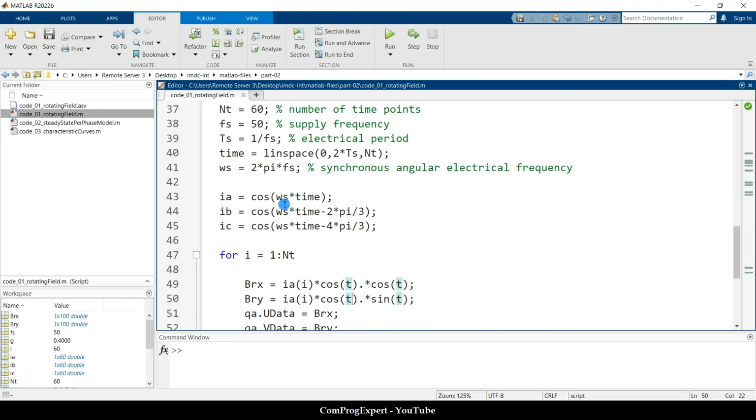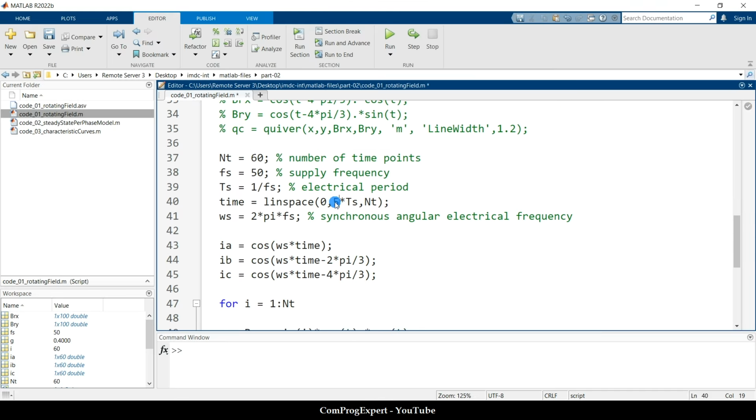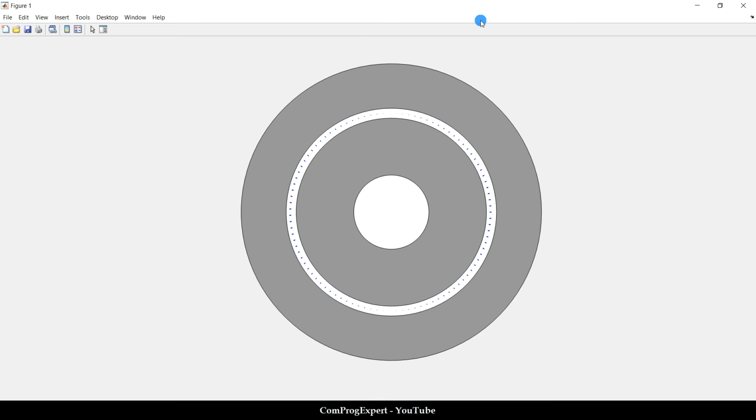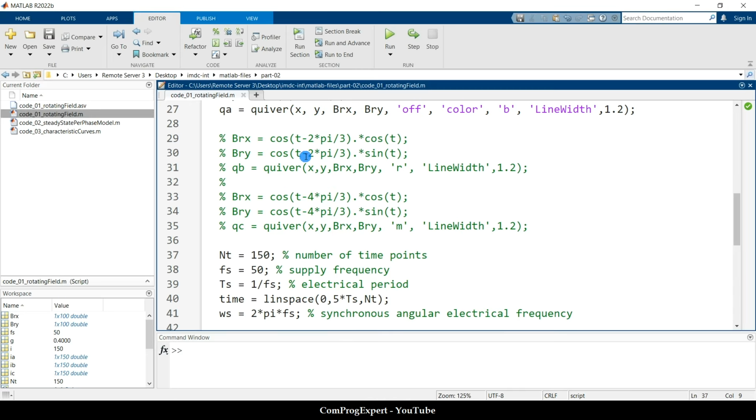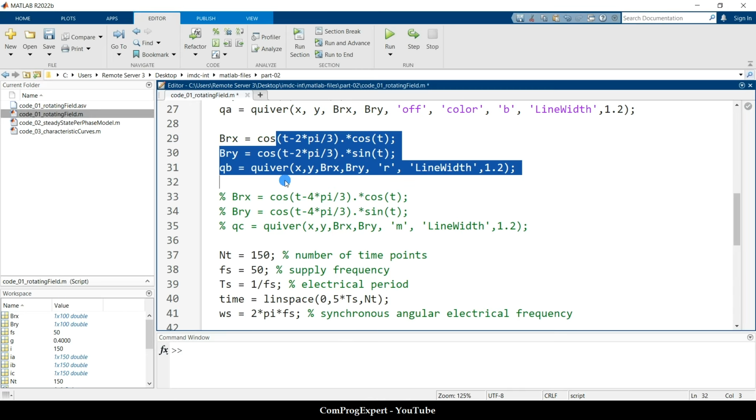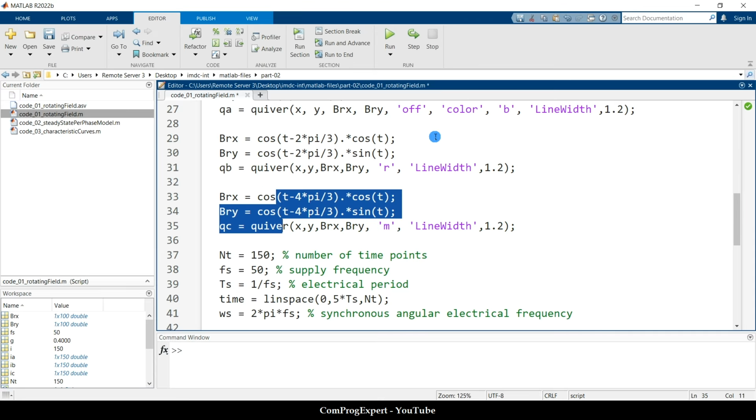So let's increase the number of electric periods to 5, and this one equal to 150. So we can visualize this animation better when we have a sinusoidal current and we excite the phase A using this sinusoidal current. We have this pulsating field that is generated by the phase A. So what about the phase B and phase C? Yes, this is the phase B and phase C.